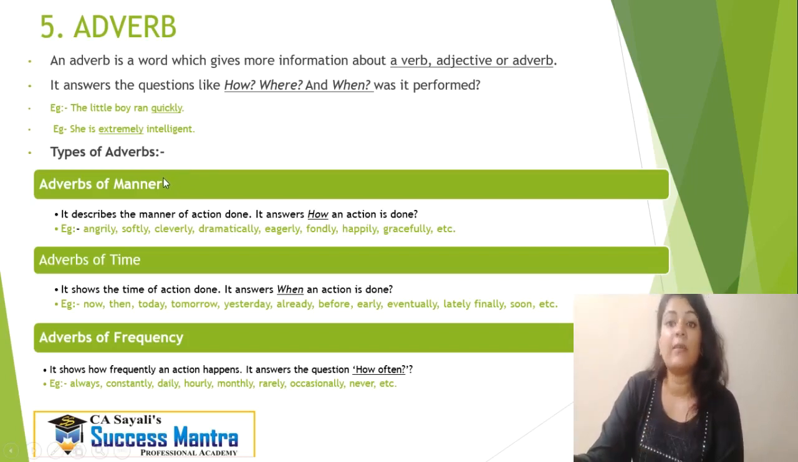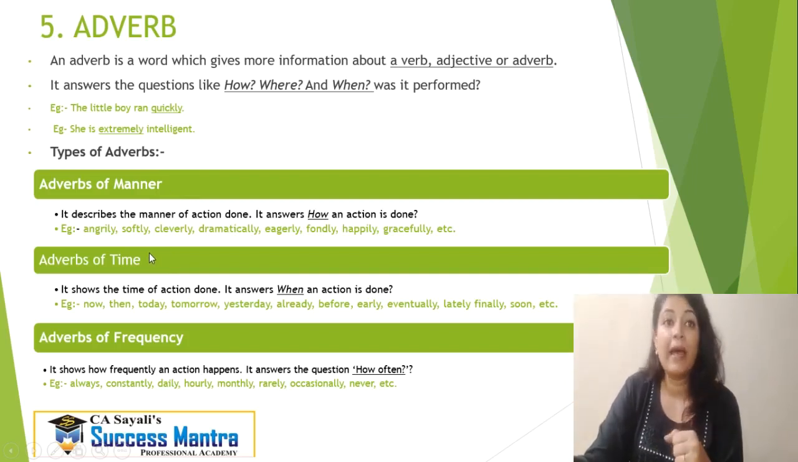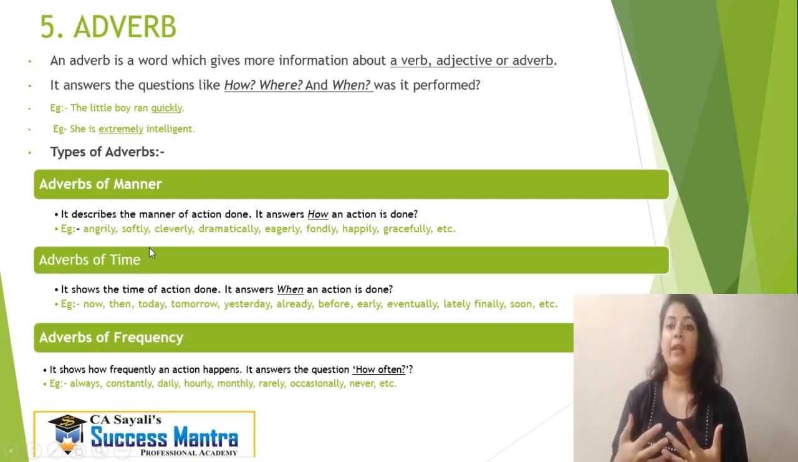So there are three types of adverbs. पहले वाला है adverb of manner. Then you have adverb of time and the third one is adverb of frequency. Now what do you mean by adverb of manner? Adverb of manner जो है it tells you the manner of an action done, how a particular action is done.